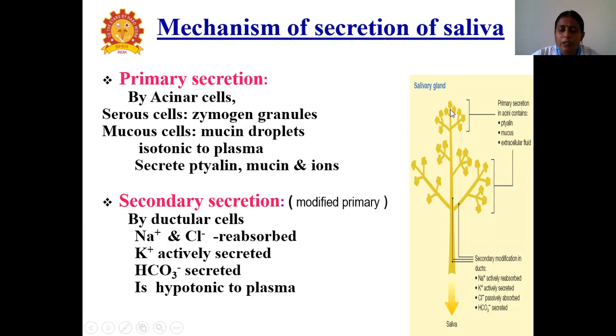Secondary secretion: when the primary secretion passes through the duct of the salivary gland, some of the ions are reabsorbed, so the primary secretion is modified. This modified secretion is called secondary secretion. What modification takes place? Sodium and chloride ions are reabsorbed. Potassium ions are actively secreted, and bicarbonate ions are secreted. The secondary secretion is hypotonic to plasma.